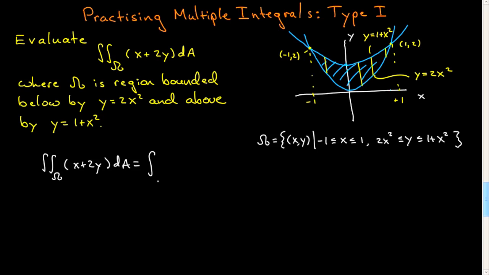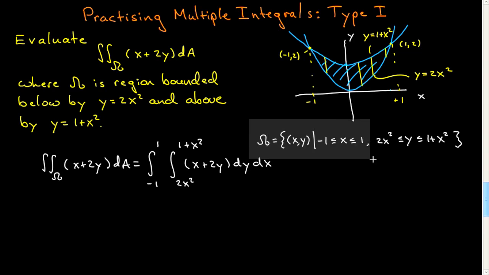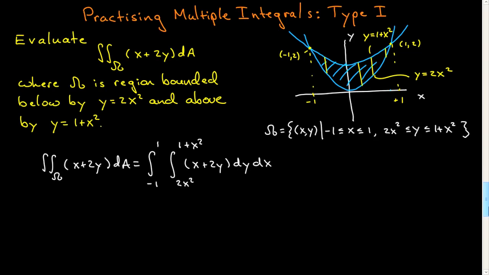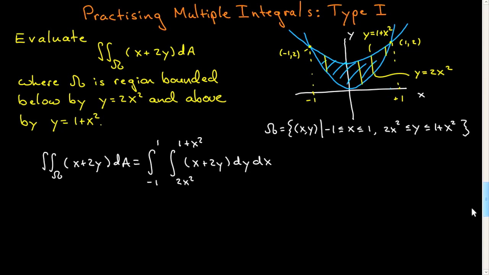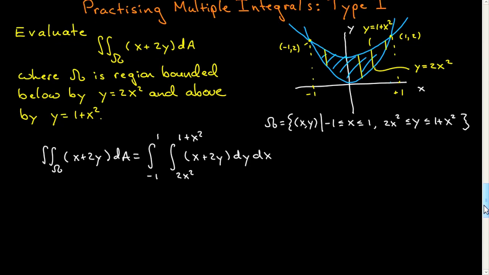x is clearly on the outside, followed by y, and the limits of y depend on x: 2x squared, 1 plus x squared. Then I have my function, and then dy first, and then dx. Getting a little close here, let's just move that up. Okay, good. So the rest is just integration, and I'll do it as quickly as possible.